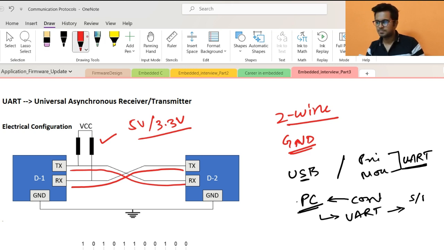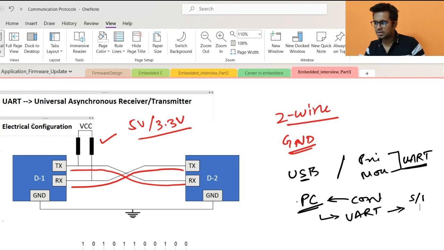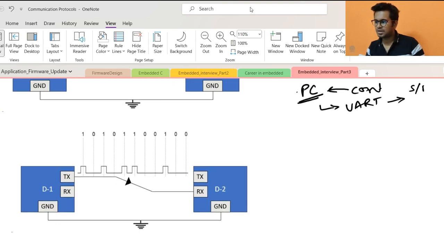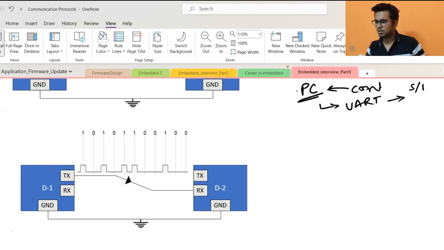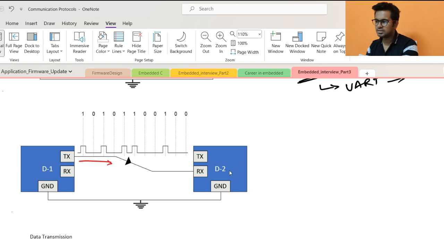Now let's look at how the frame looks when we are communicating in UART. It is a very common thing. Whenever you transmit some data over UART, it will just transmit it in this direction like this. So this is how the UART data flow happens. Now you may have a question: how does the other device know when it needs to capture the data? The basic question is, suppose I am sending bits like this.